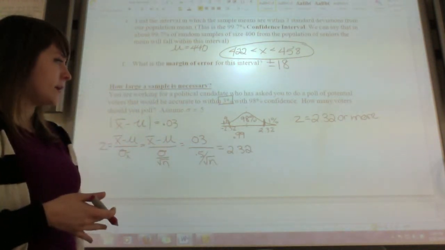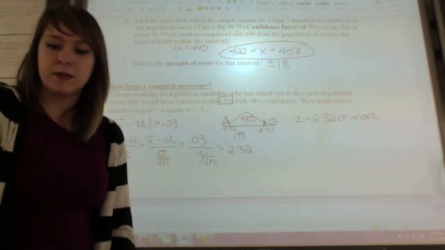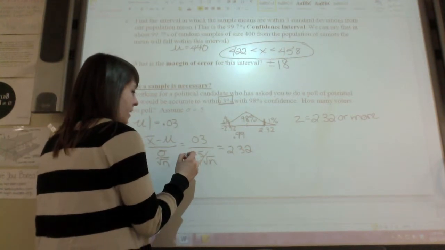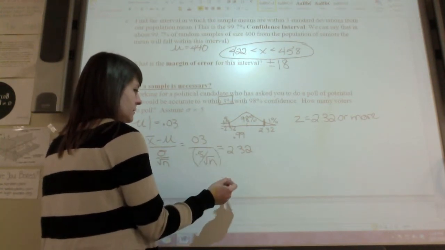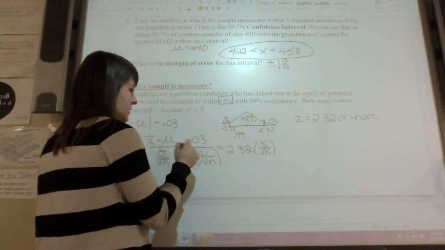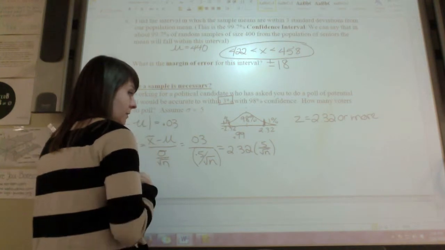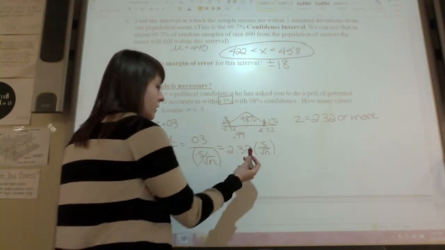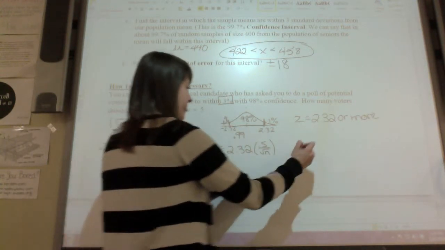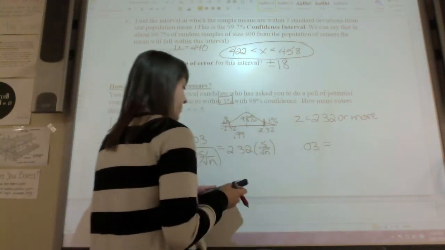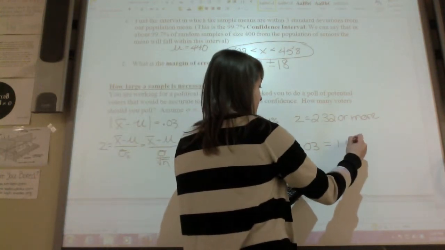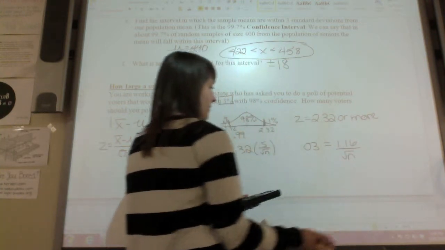So now I'm going to solve this. In order to solve this, I'm going to start by multiplying by this. Okay, because if I multiply both sides by it, then it'll cancel. Alright, so now I've got 0.03 equals, if I take 2.32 times 0.5, I get 1.16 over the square root of n.